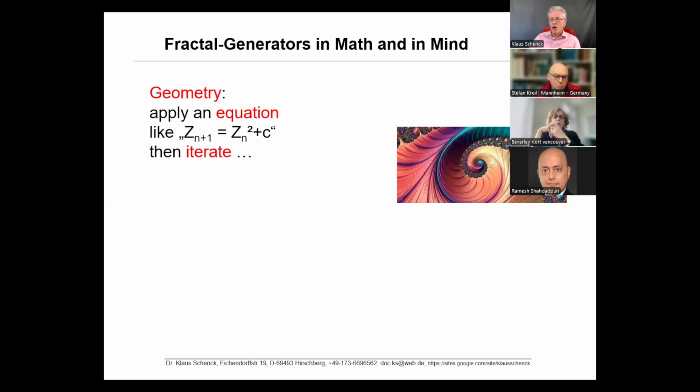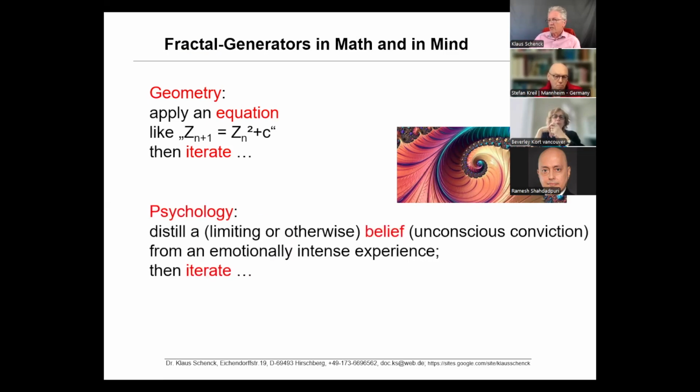In geometry, you take an equation like that and feed it back into itself. You iterate applying this, and what you get is this painting. In psychology, you might find the same pattern by people forming beliefs about the world from emotionally intense experiences. And then when they meet the world again, they apply what they perceive to the filter of the beliefs they already have. So the previous experience continues to shape the current perception and experience. And again, what you have is something like a fractal pattern across time, being shaped by the beliefs people create.